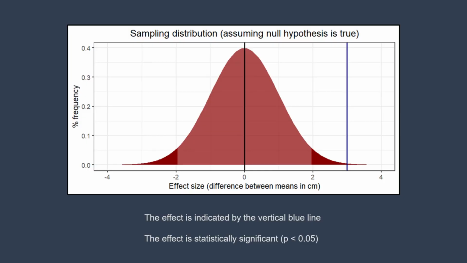And therefore, if the effect is within that critical region, then we say p is less than 0.05, reject the null hypothesis. And here we can see it is. That difference is within the critical region, p is less than 0.05, therefore we can reject the null hypothesis and be confident that there's a real difference in the population. And that is statistical significance.